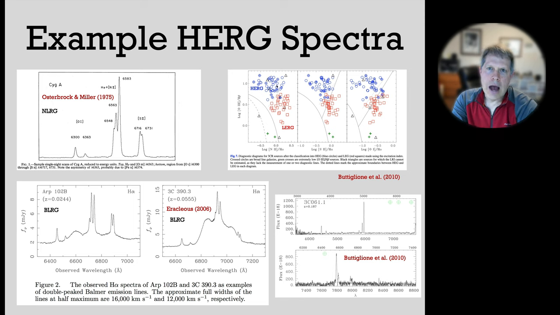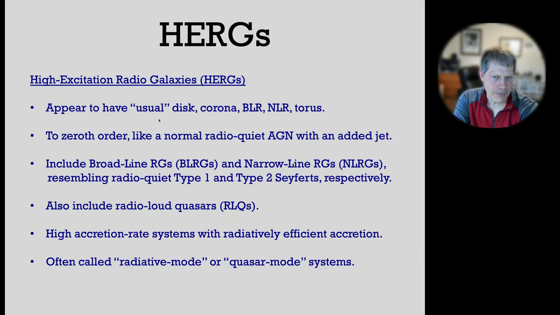So we're focusing on the Seyfert-type systems, the HERGs. They lie in the same part of these diagnostic diagrams as the normal Seyfert-type AGNs and quasars did that we talked about previously in the lecture on the narrow line region. Okay, that's one point that justifies the idea that these things are like a normal, healthy, radio-quiet AGN, but with a jet added on top.